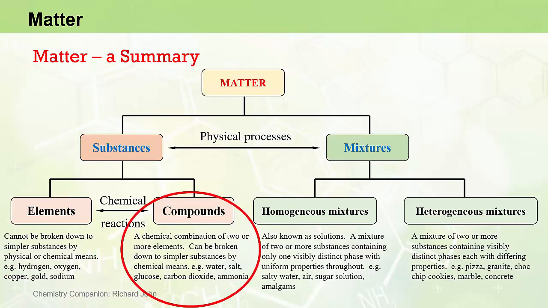Compounds are a chemical combination of two or more elements combined in a fixed proportion by mass. A given compound will always have the same ratio of elements and therefore the same chemical composition and the same physical and chemical properties. And while compounds cannot be broken down into their constituent elements by physical processes, they can be broken into simpler substances via chemical processes or chemical reactions. Examples of compounds include water, salts such as sodium chloride, sugars such as glucose, gases such as carbon dioxide, and liquids such as ammonia.